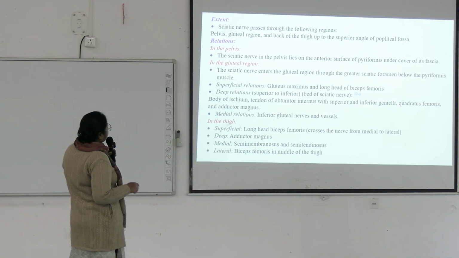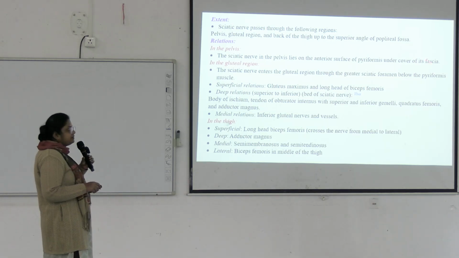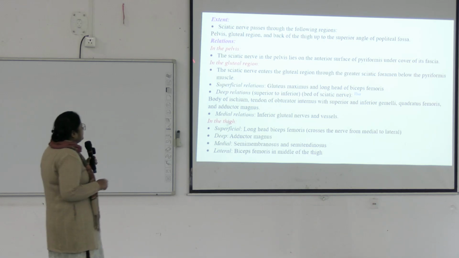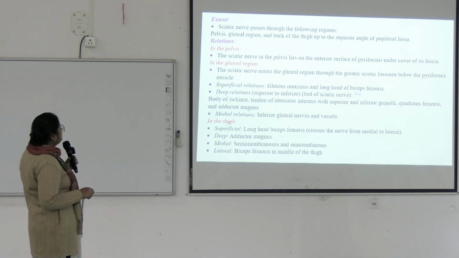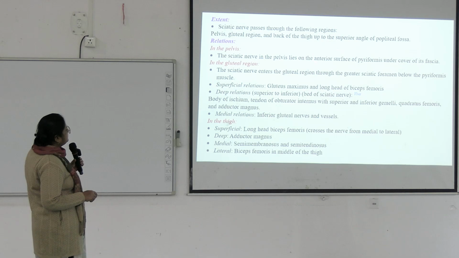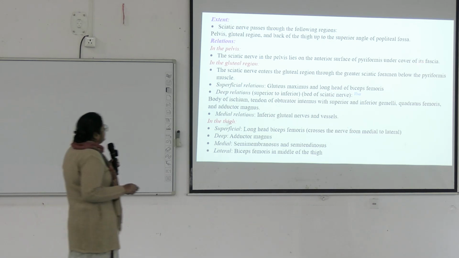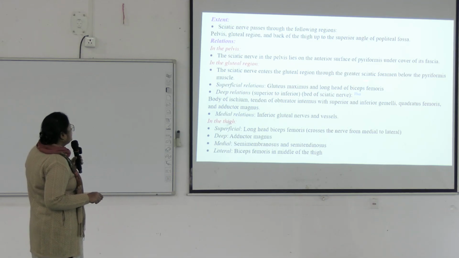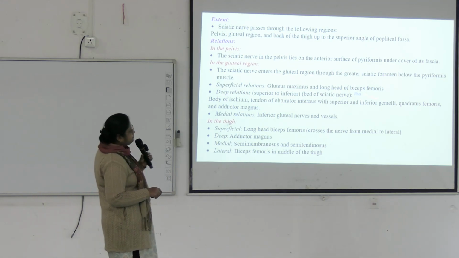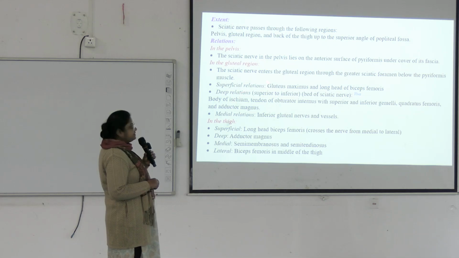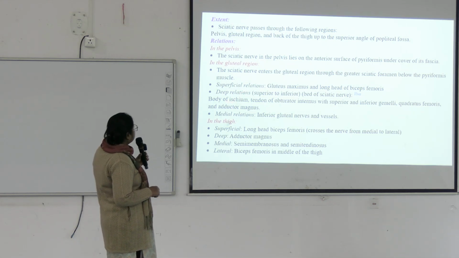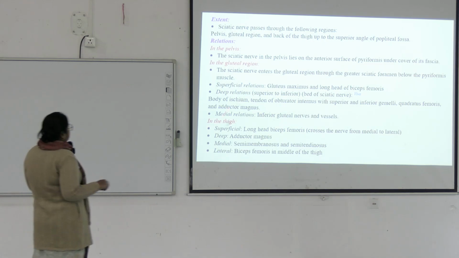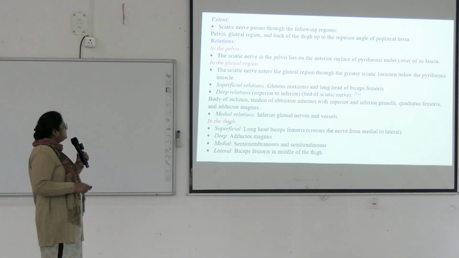The sciatic nerve passes through these regions up to the superior angle of the popliteal fossa, and these are the relations in the different regions. In the pelvis, the sciatic nerve lies on the anterior surface of the piriformis muscle under cover of its fascia. And in the gluteal region, it enters through the greater sciatic foramen below the piriformis muscle. And superficial relations are these: gluteus maximus, long head of biceps femoris. And deep relations are from superior to inferior.